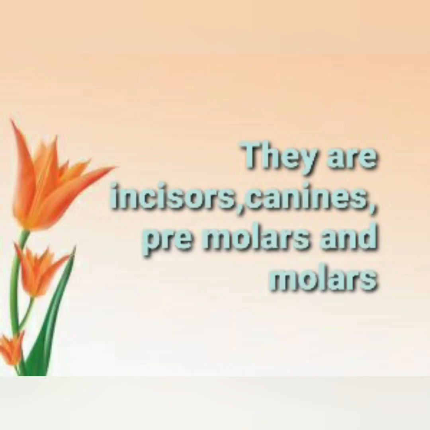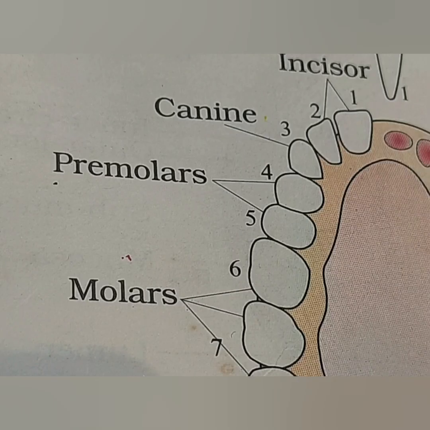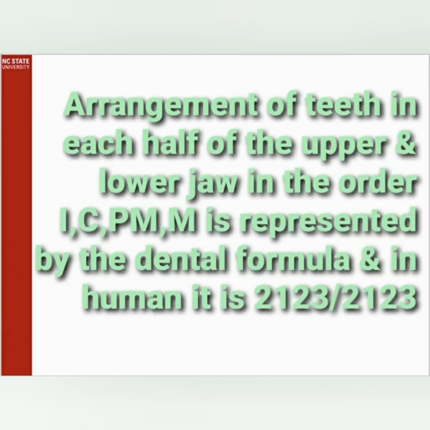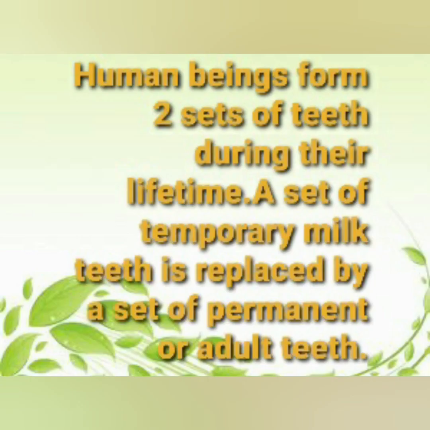And the different types of teeth are incisor, canine, premolars and molars. The four different types are shown here, very clear. Arrangement of teeth in each half of the upper and lower jaw in the order incisor, canine, premolar and molar is represented by the dental formula and in human it is 2, 1, 2, 3 by 2, 1, 2, 3.